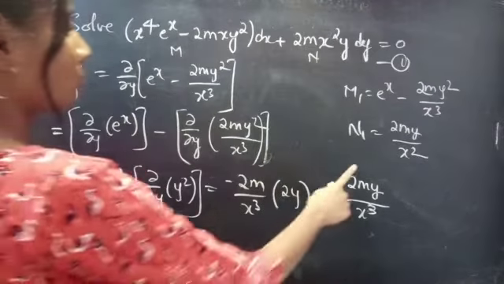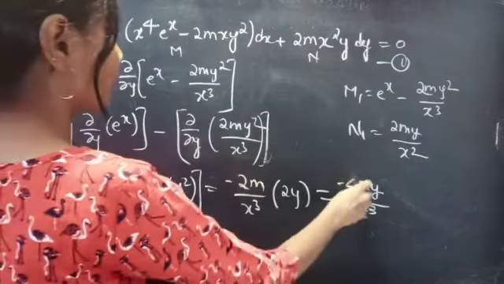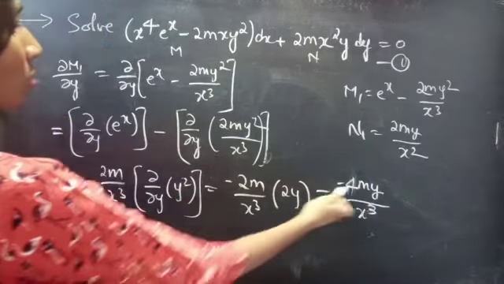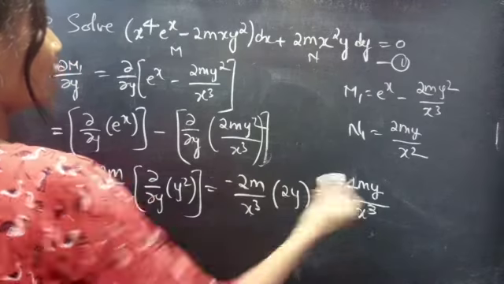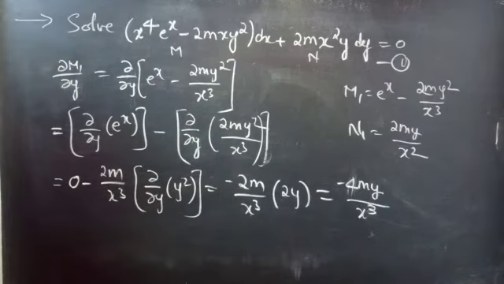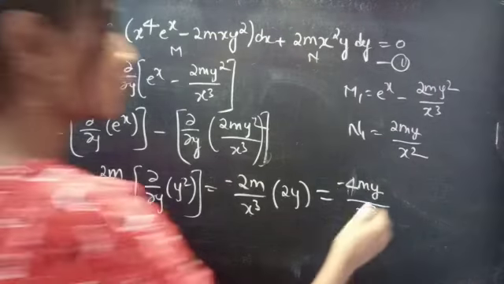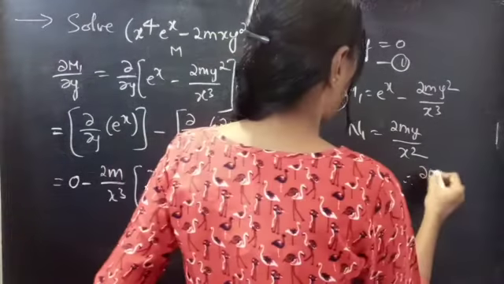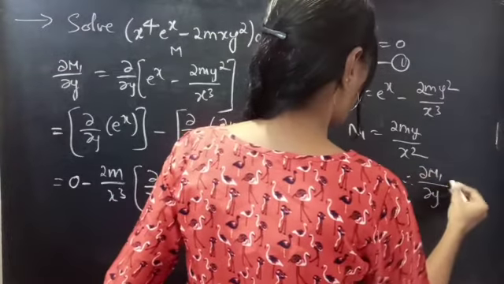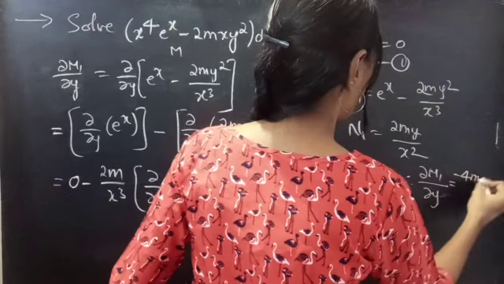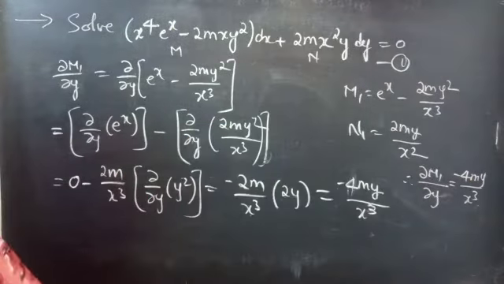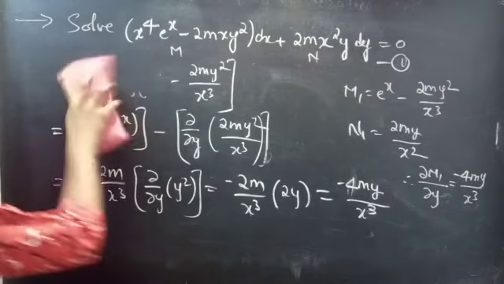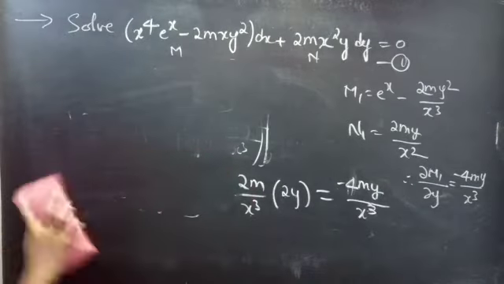Minus 2 2s are 4, right? Minus 2 into 2 is 4, so you'll get minus 4my by x cube, not minus 2my by x cube, sorry. Okay, so therefore partial derivative of m1 with respect to y is equal to minus 4my by x cube. Now we'll find the partial derivative of n1 with respect to x.